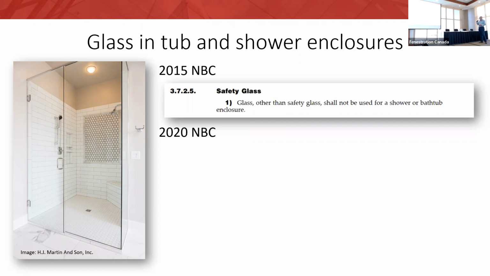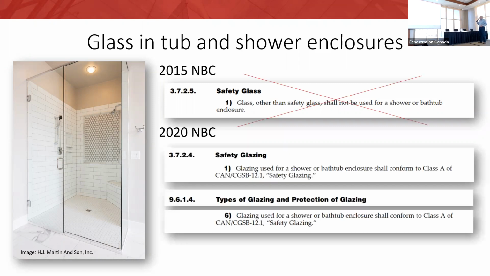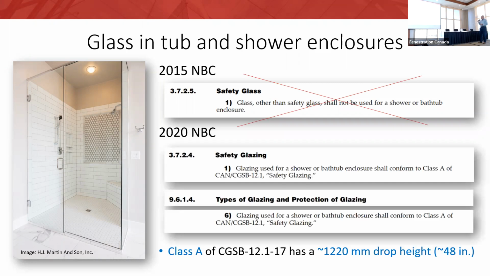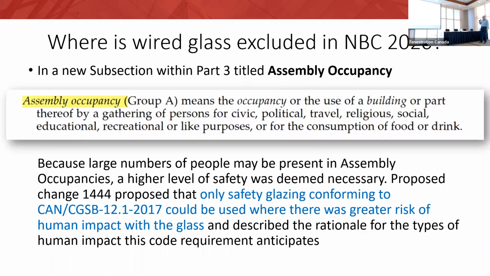So they did make a point of getting rid of that and going farther and just saying that the glass in tubs and showers shall conform to Class A of CGSB 12.1-17. So that's the highest class of impact test in the safety glass test. That's the kind of glass that goes into bath and tub and shower enclosures.